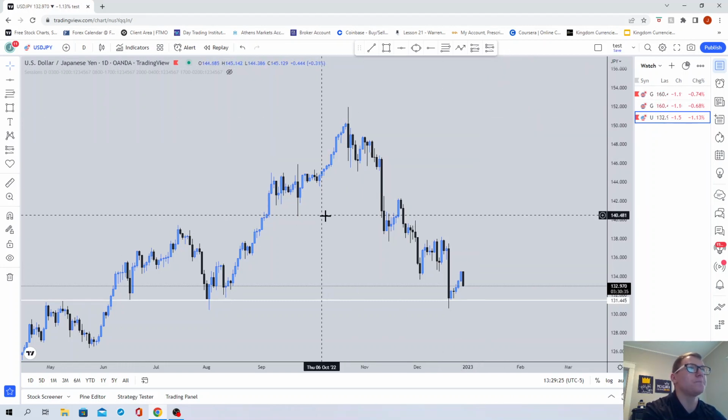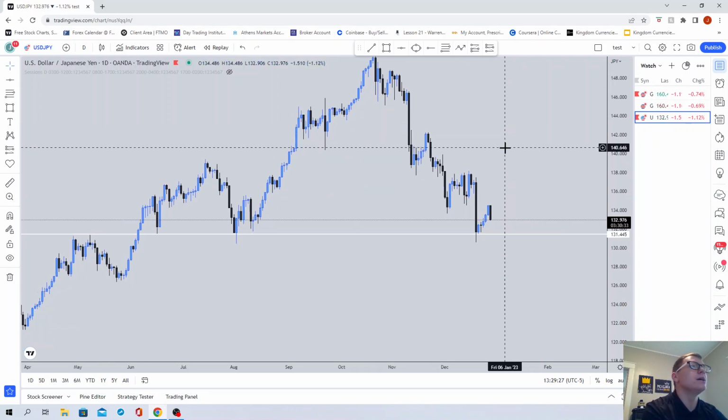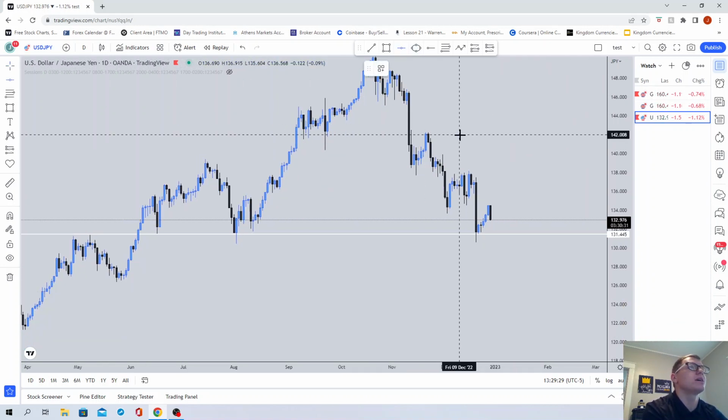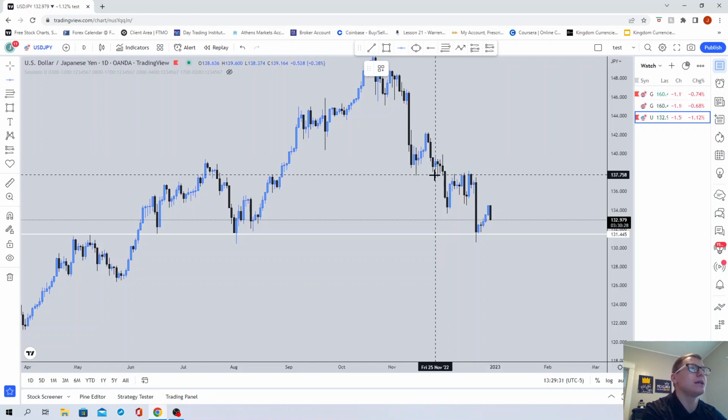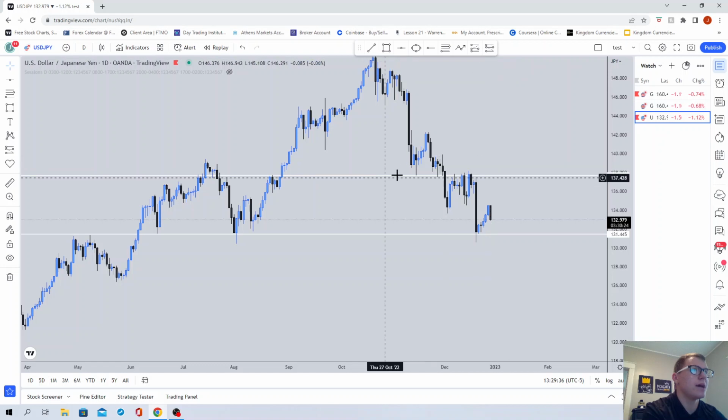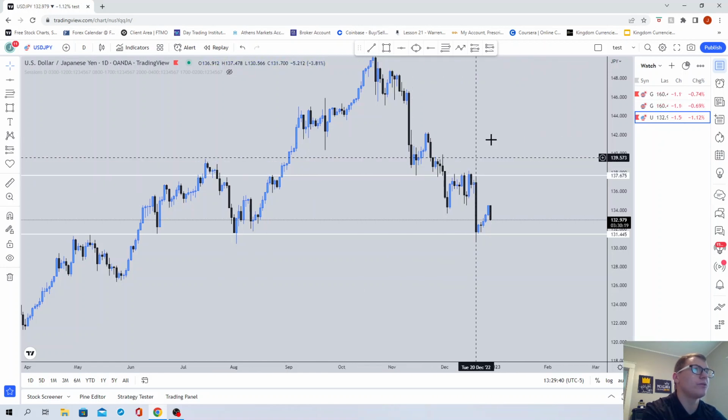So I'm only marking levels that are close to current price because it's simple, easy to see, and it helps my eyeballs. I'm going to mark this level because it acted as support right here, acted as resistance here, and acted as support here a few times.